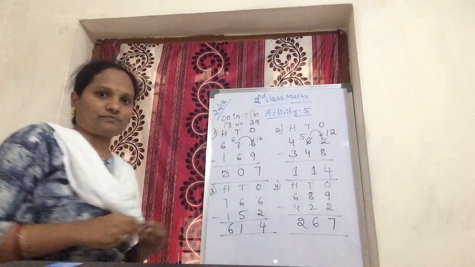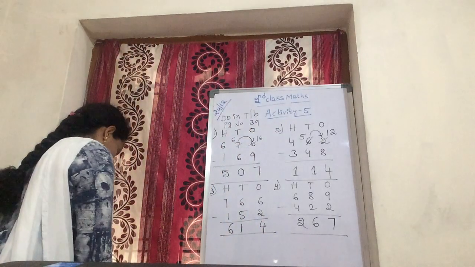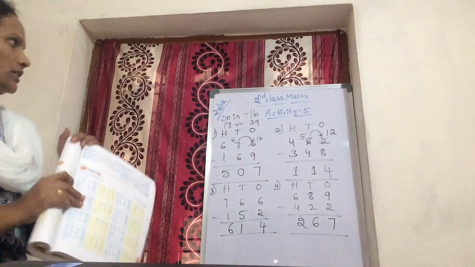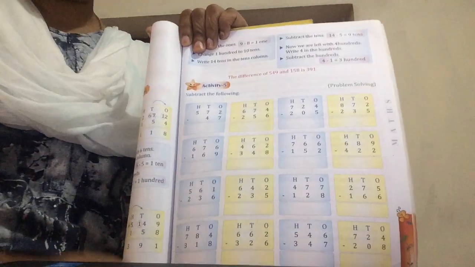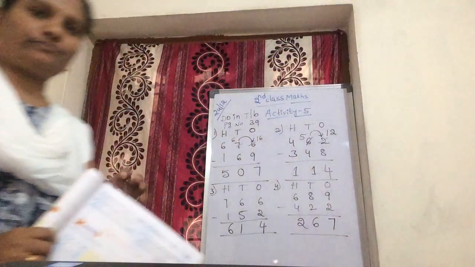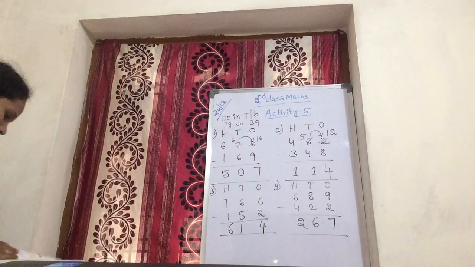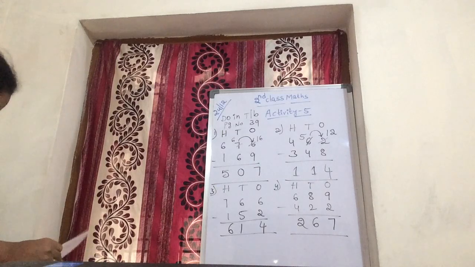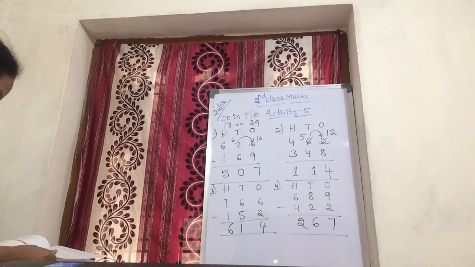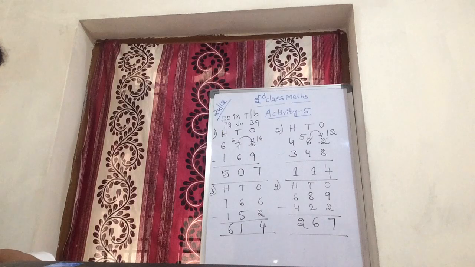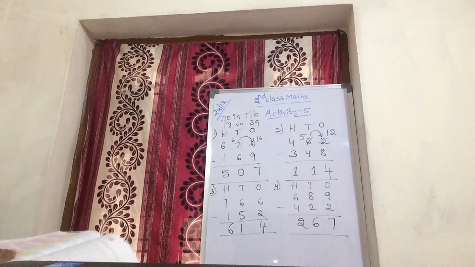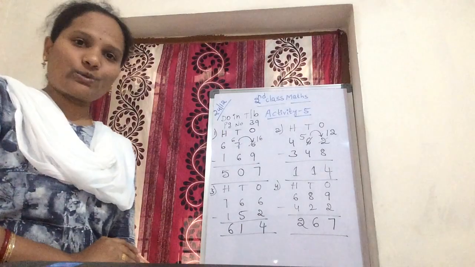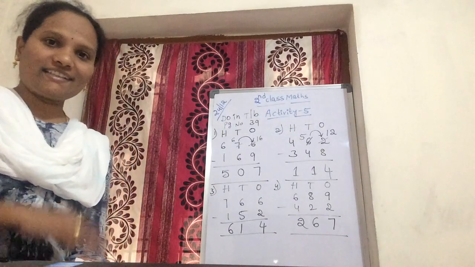Activity 5. Okay. Now once I show it in our textbook. This is Activity 5. Okay. These are all subtractions, do them in your textbook. Still, word problems are there, Amma. Only 5. I will explain that in the next class.